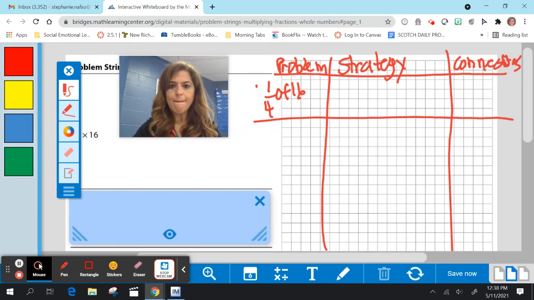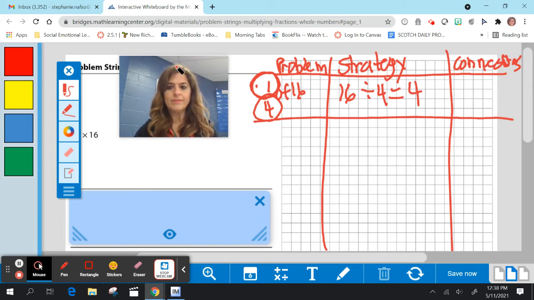Now we know we can think about 16 as the whole divided by the denominator. 16 divided by 4 is 4. Because this is a unit fraction, we only need 4 one time. So 4 times 1 is 4. So 1/4 of 16 is like taking the whole number 16, dividing it by the denominator 4, which gives us 4.